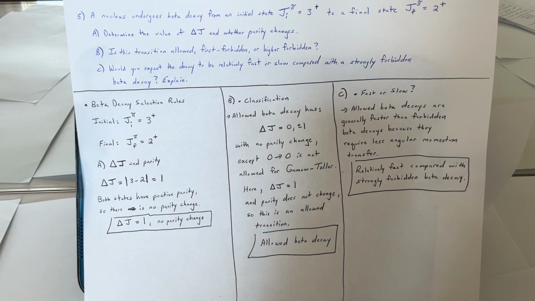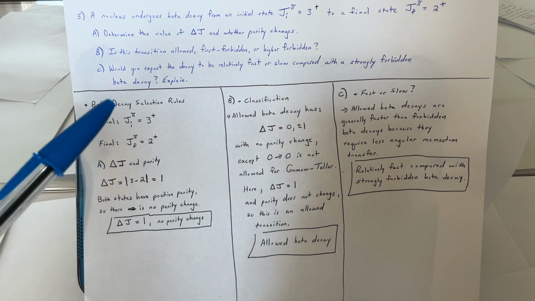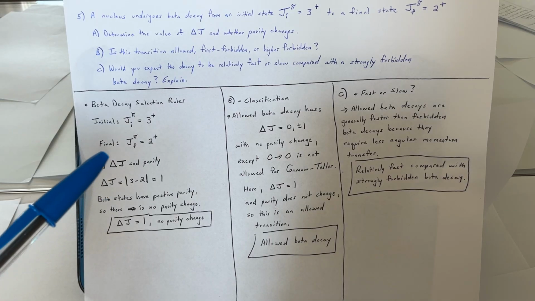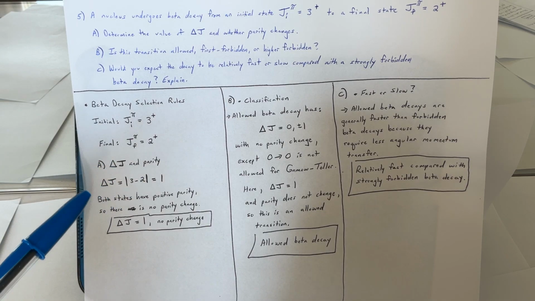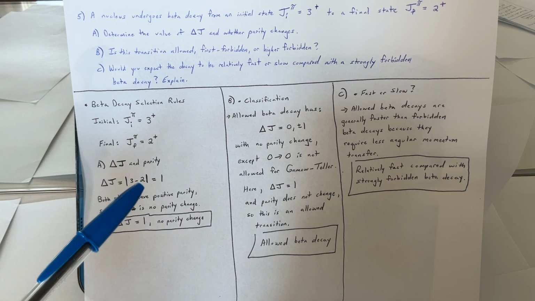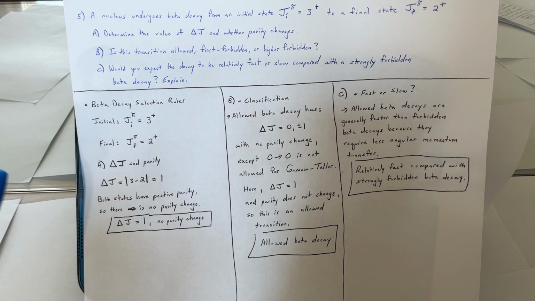So this is a beta decay selection rules problem. Our initial and final states were given. Our delta J is going to be the absolute value of 3 minus 2. That gives you 1. Both states have positive parity, so technically there is no parity change. So delta J is positive 1, no parity change in this situation.